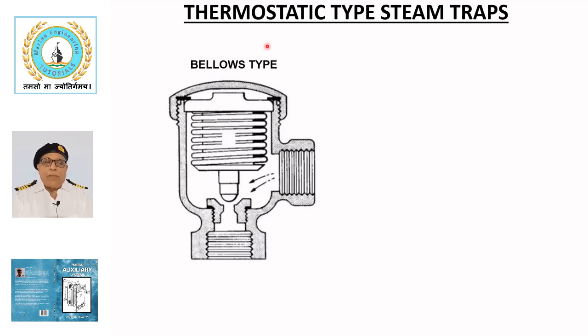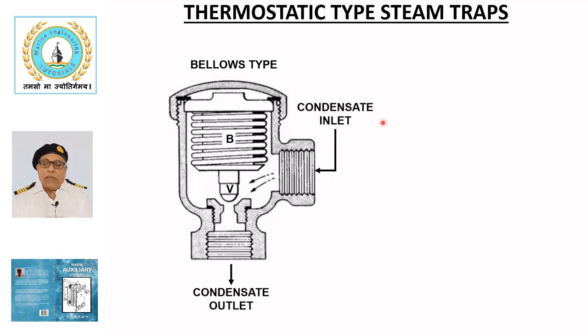This sketch shows the bellows type steam trap which uses the expansion of flexible bellows to close the valve. It consists of a flexible bellows B filled with a mixture which boils at lower temperature than that of the steam and attached to the valve B. Condensate enters from the top and leaves from the bottom. When steam enters, the bellows expands and closes the valve.